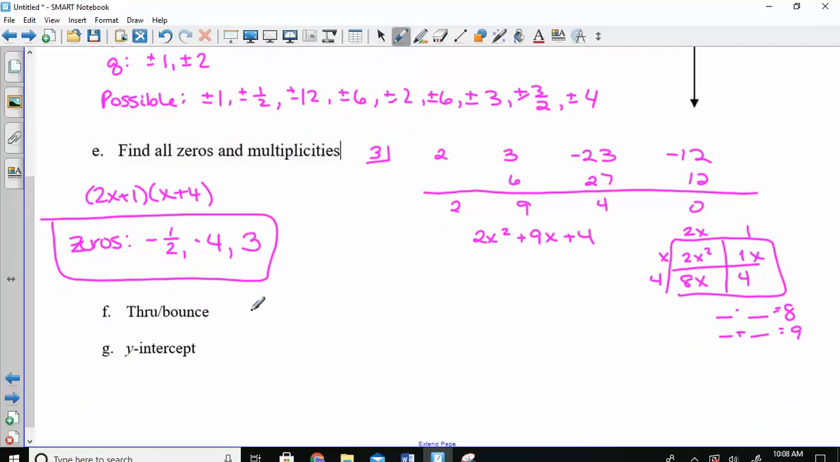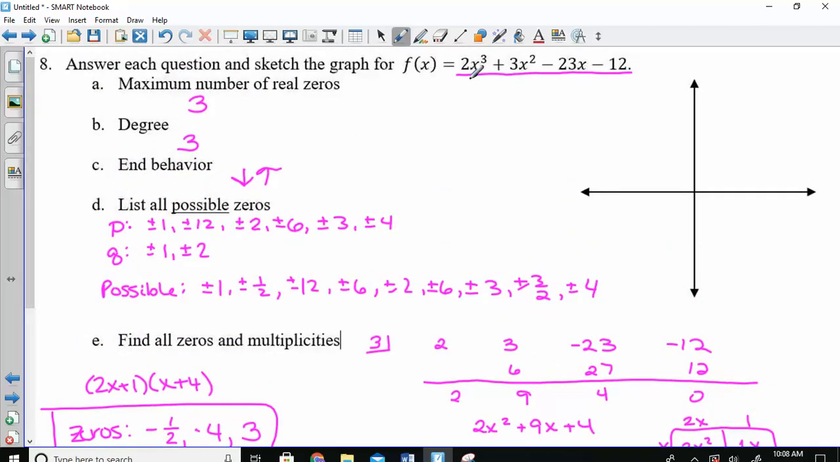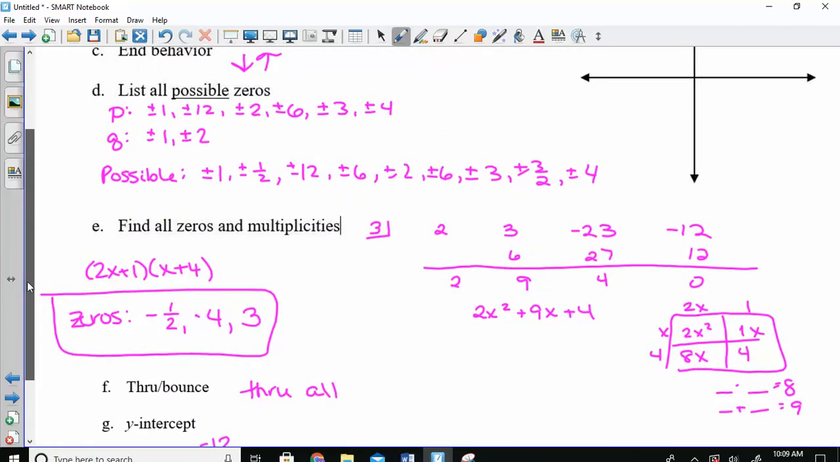Alright, will it go through or bounce? It would go through. They all have a multiplicity of 1. 1 is odd, so it goes through all of them. Y-intercept: we plug in a 0 for x. We could do that at the very beginning. So you would get 0 plus 0 minus 12.